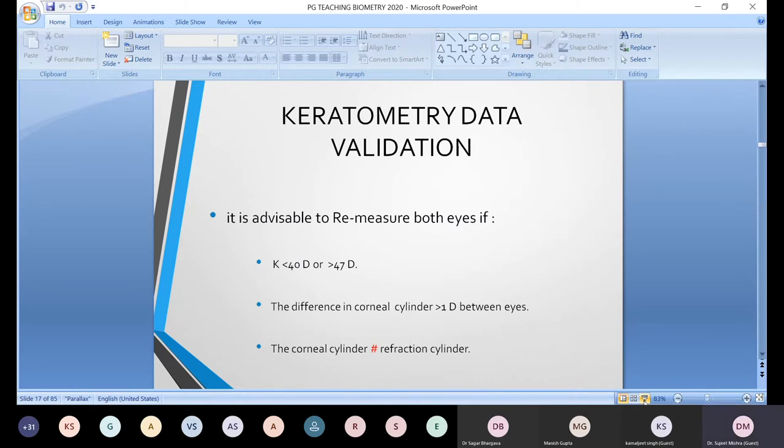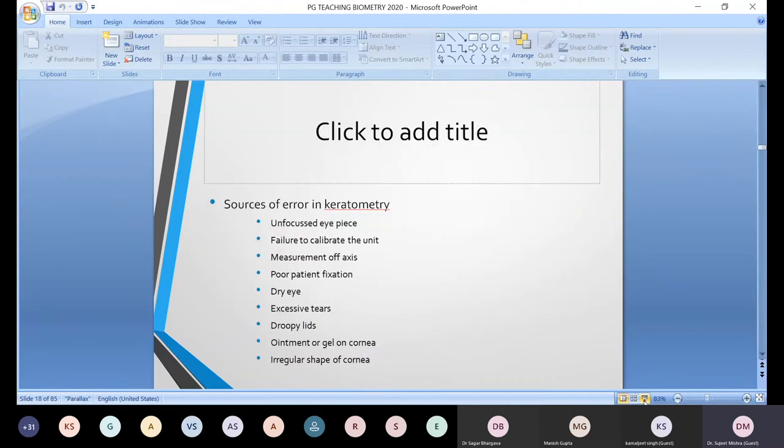It is advisable to re-measure both eyes if the K value is less than 40 or more than 47. This doesn't mean at all that values may not be correct if they are less or more than this, but you should be more careful because there may be other things lying behind. If there is a difference in corneal cylindrical power of more than one diopter between eyes, you should be careful, and the corneal cylinder should match the refraction.